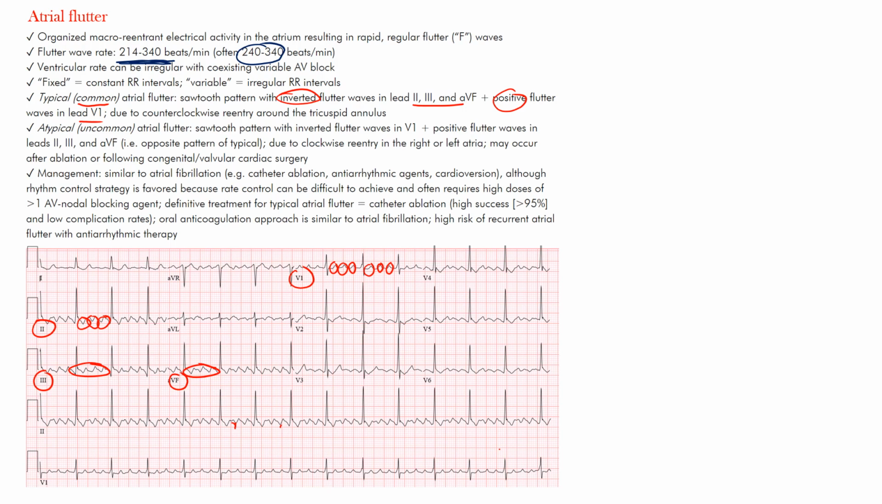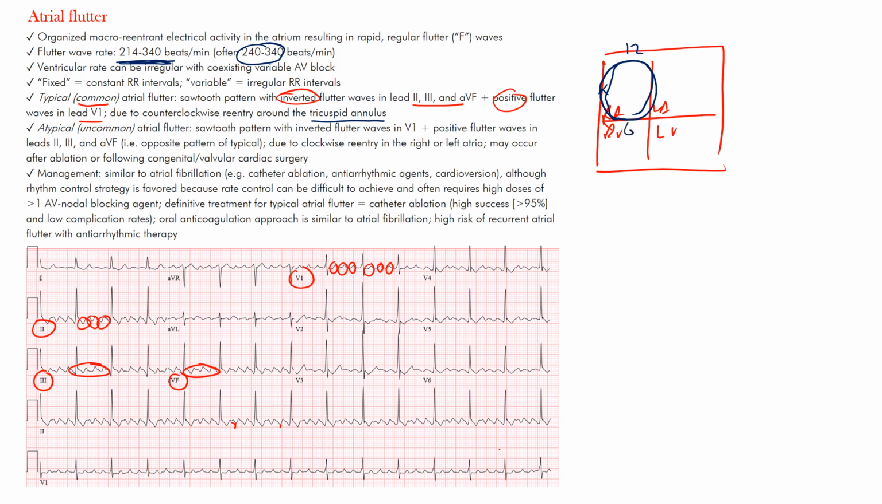So when sinus rhythm is not present, if you imagine our heart, here's our right atrium, our left atrium, right ventricle, left ventricle. You tend to have this circus pattern, this macro reentry pattern going on in the right atrium, near the tricuspid isthmus, which is often a common area. It goes around the tricuspid annulus due to the counterclockwise rotation. If you imagine a clock, here is 12 o'clock, here is 6 o'clock. Counterclockwise means going in this direction.